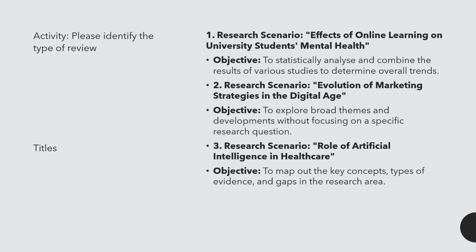So there are 6 scenarios in total, and they're on 2 slides. So if you have a piece of paper and a pen, just number it from 1 to 6, and then I'm going to give you a few minutes to read through the first 3, and then I'll put the next 3 on. But see if you can identify what types of literature reviews might be the most suitable to these research scenarios. So I'm giving you a minute or 2, and then we'll put on the next slides.